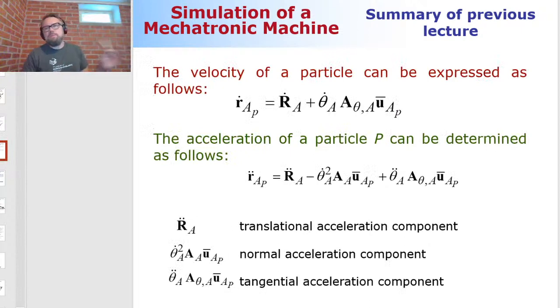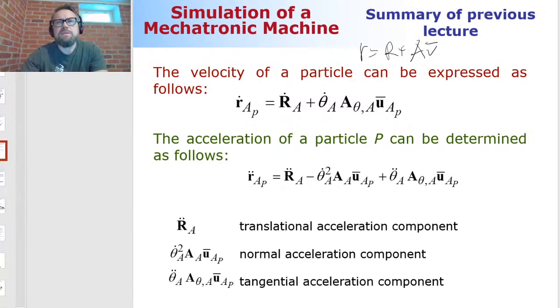Okay, then a few more matters to summarize from last week's lecture. Last week we also looked at how to get velocity and acceleration. And here comes the beauty of multi-body system dynamics, because basically the only equation you need to know, and you need to know this, is this equation, which is a description of a particle with respect to the global coordinate system.